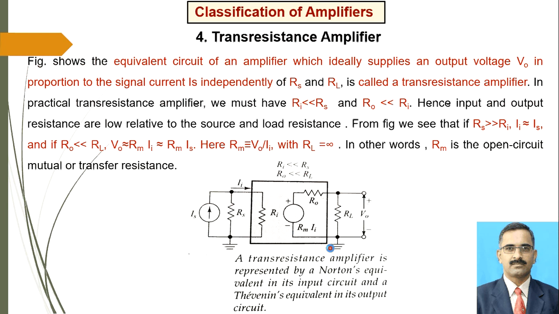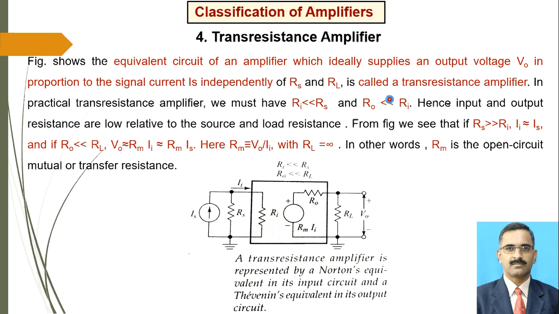Now the figure shows the equivalent circuit of an amplifier which ideally supplies an output voltage. Whatever output voltage you get is proportional to the input current Is, independent of the source resistance Rs and load resistance RL, which it does not depend on. This is called the trans resistance amplifier.